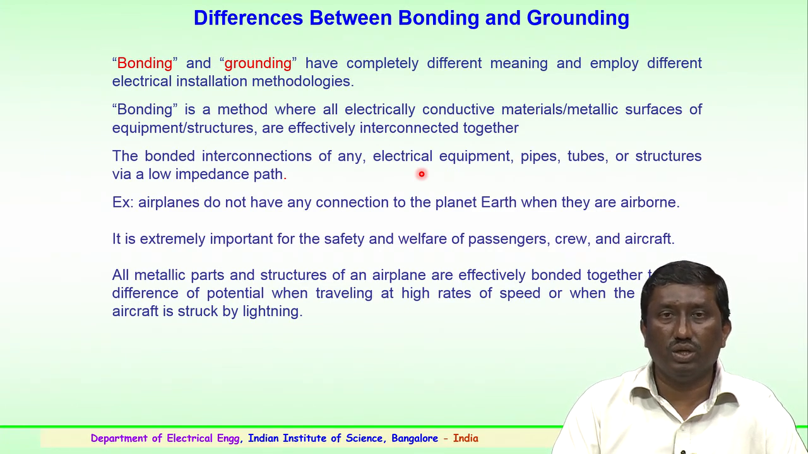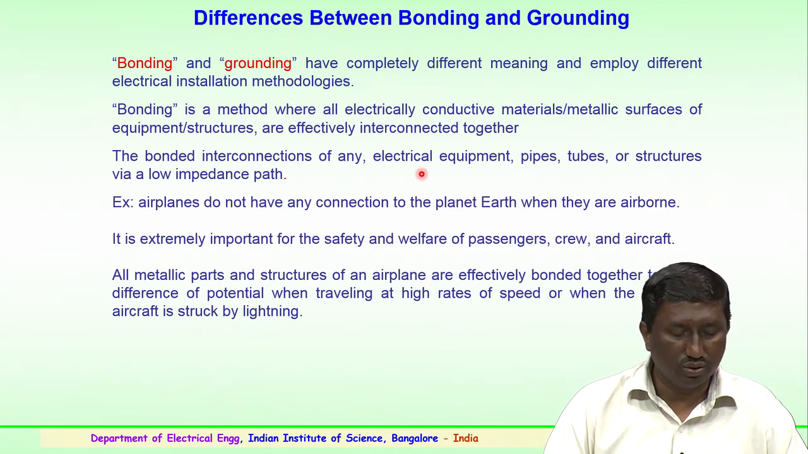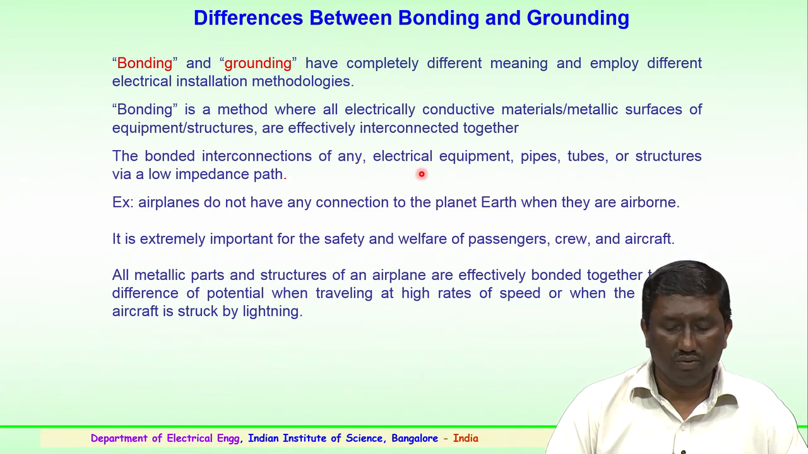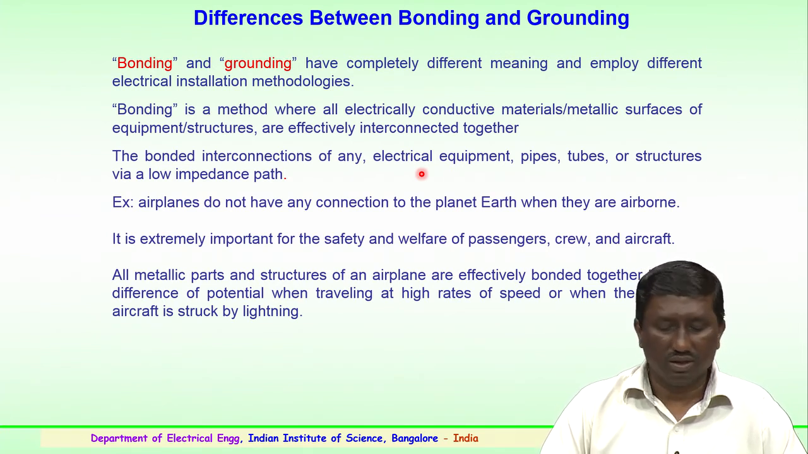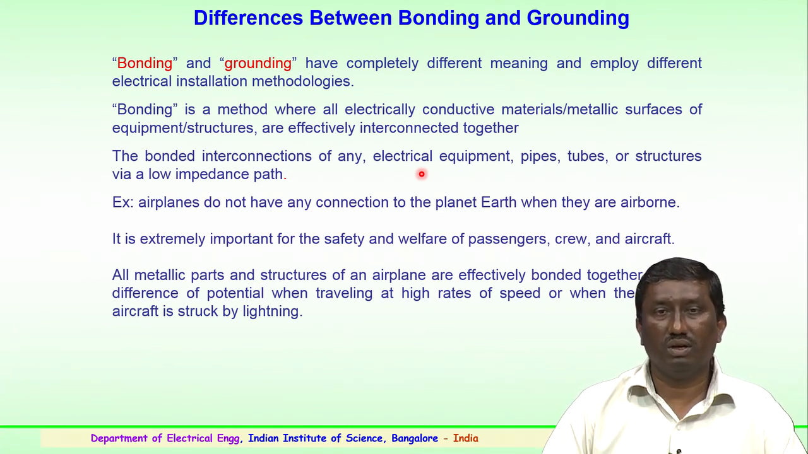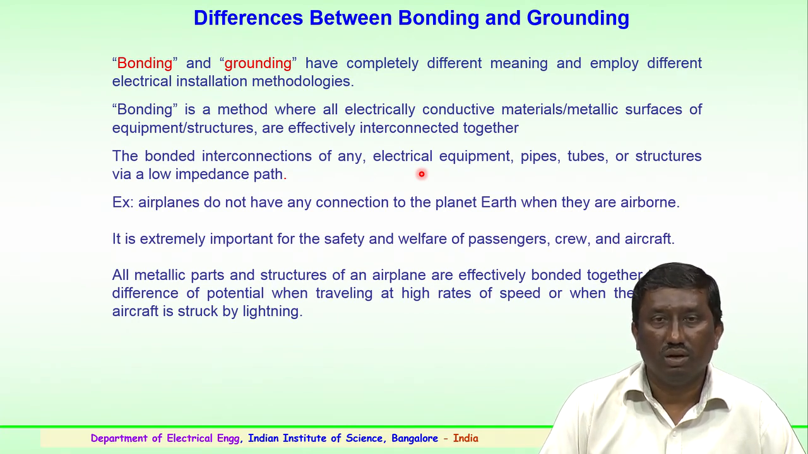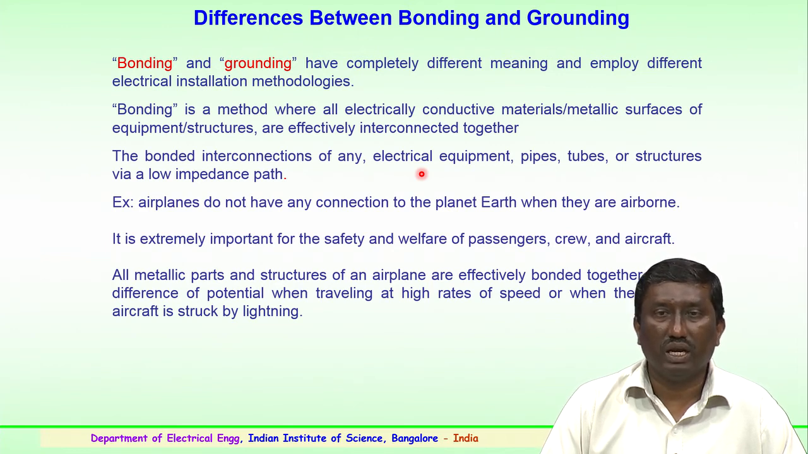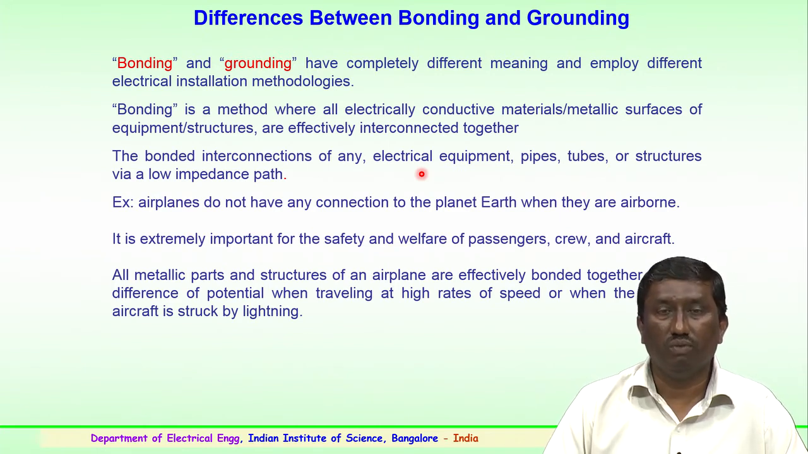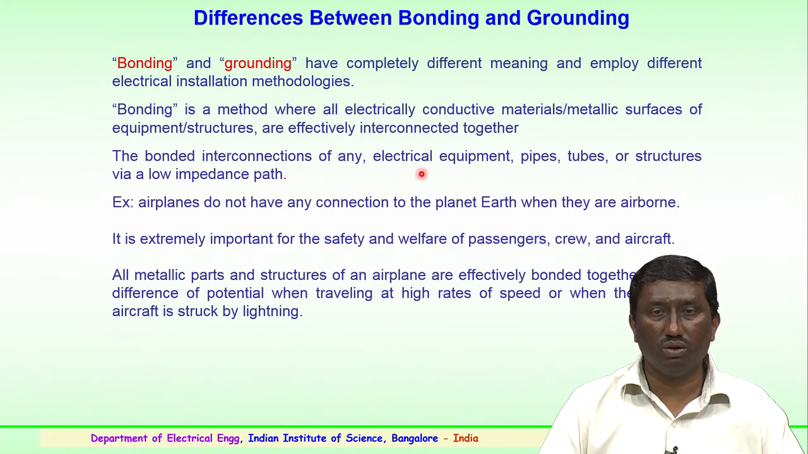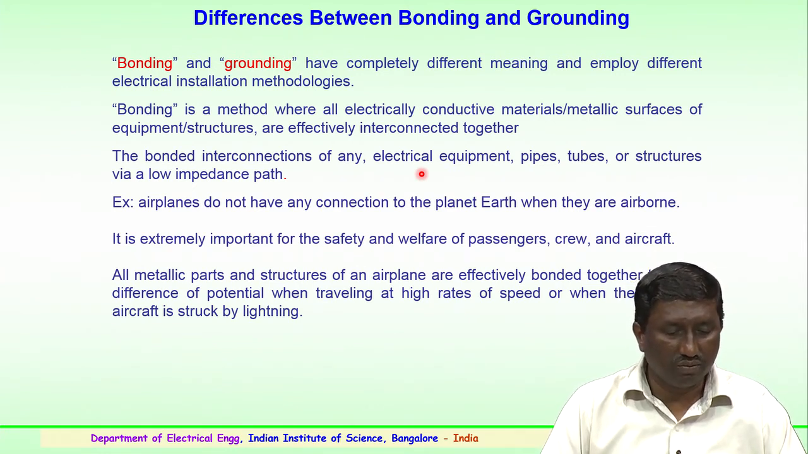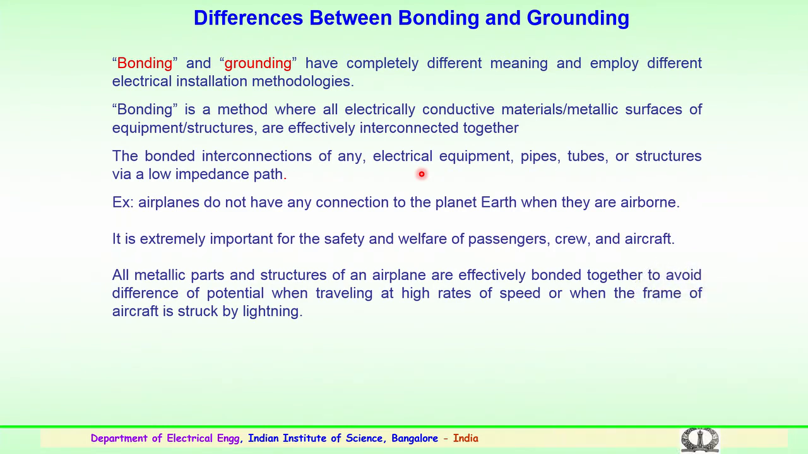When the structures are properly brought together and interconnected, there is no difference of potential when travelling at high speed, or if the aircraft is struck by lightning. There should not be a difference of potential on the metallic structures, because it would cause a rise in potential, which could be a safety issue to the passengers or the control circuitry in the aircraft. That is the reason bonding is very important. The bonding interconnections of any electrical equipment or tube structures should be a low impedance path, and there should be no difference of potential near the connections.